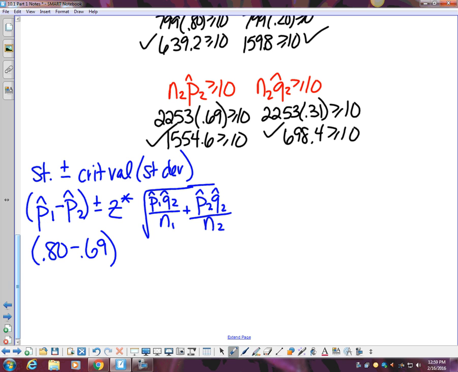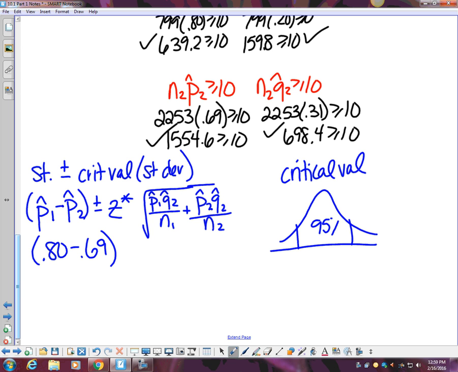Okay, then I got to come over here and find my critical value because I need my Z. So we're 95%. So I'm 2.5% here, and I want to know where to cut it off. So that's inverse norm.